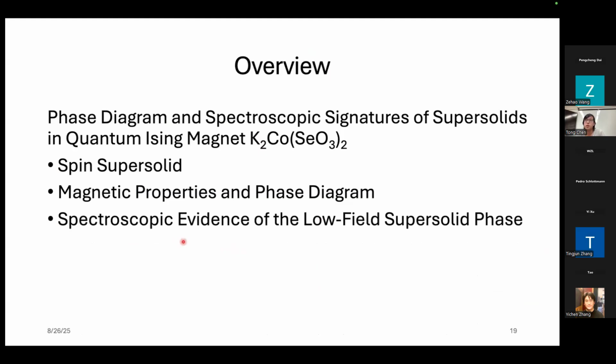Now we'll go to the neutron scattering part. Neutron scattering is a very powerful technique in detecting these quantum fluctuations and finding some details of the systems.